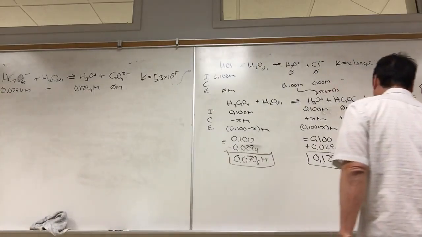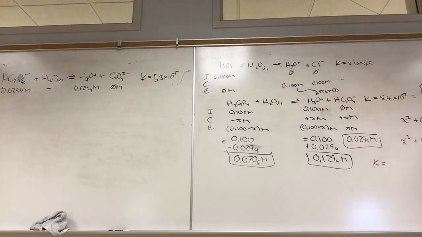Wait a minute, I didn't double check these. Can someone double check this before I spend time solving that ICE table? Does it come out okay? It would be 0.0294 times 0.1294 divided by 0.0706. Does it come out okay? Yeah, I think it comes out to 5.38 times 10 to the minus 2. Is that right? 5.38 times 10 to the minus 2 is good. That'll round to 5.4. So we're okay.